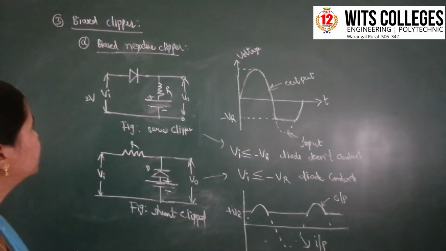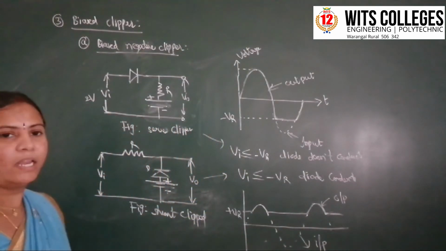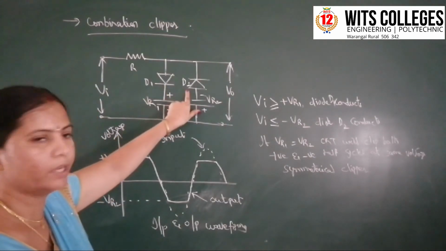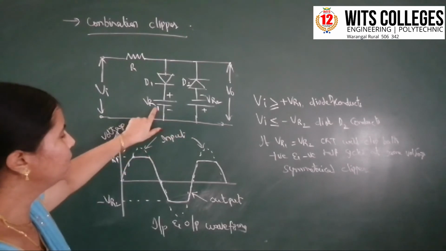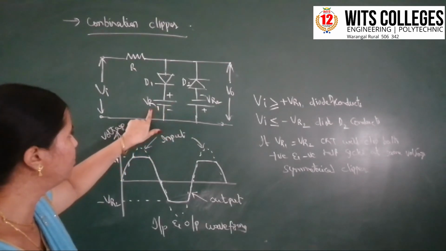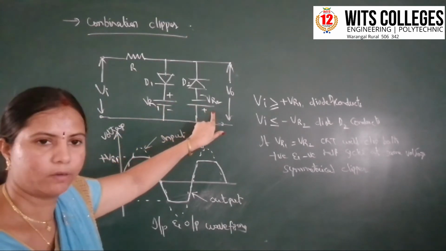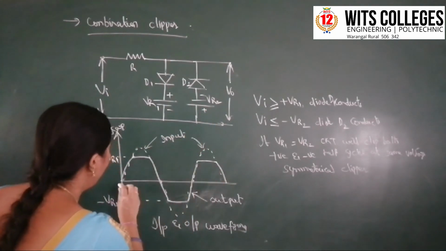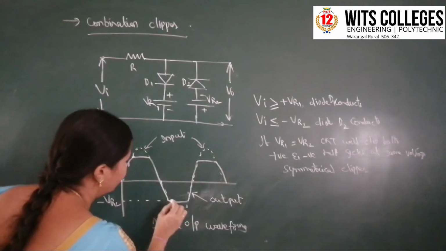Okay? So this is the biased combinational clipper. Here we are using two diodes D1 and D2, with reference or biasing voltages VR1 here and VR2 here. So this is the input waveform. Dotted lines indicate the input waveform and the solid line indicates the output waveform.